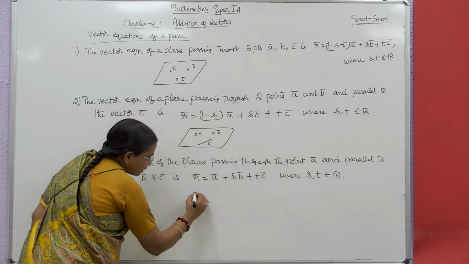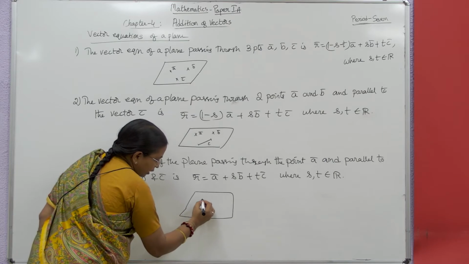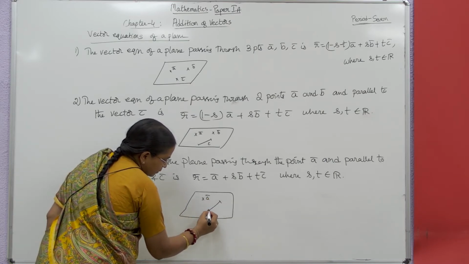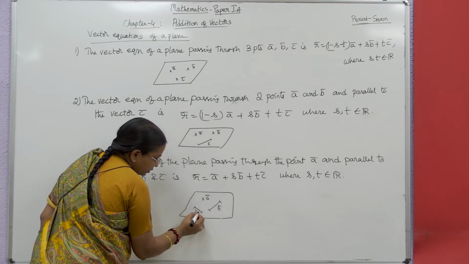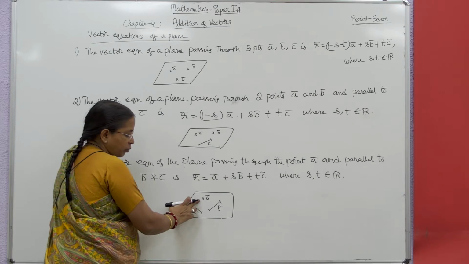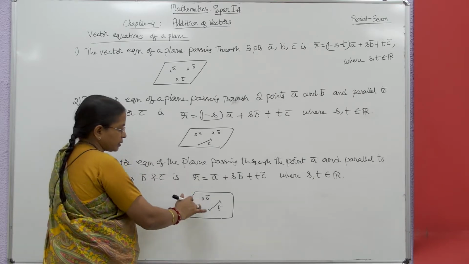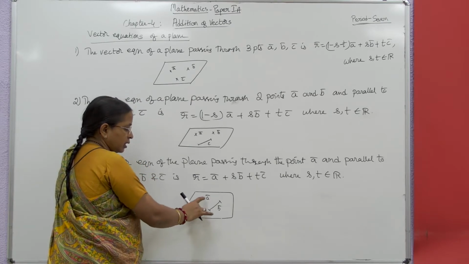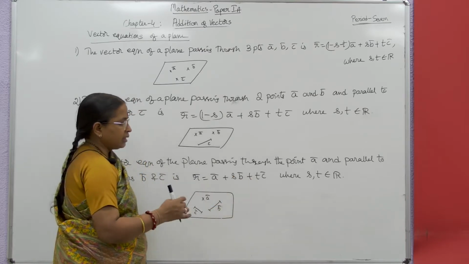Now the third one is the plane passing through only 1 point. You are given only 1 point and you are given 2 vectors. The plane is parallel to these 2 vectors b and c. So 1 point and parallel to 2 vectors. So the vector equation of the plane passing through 1 point and parallel to 2 vectors is r = a + sb + tc, where s and t are real numbers.